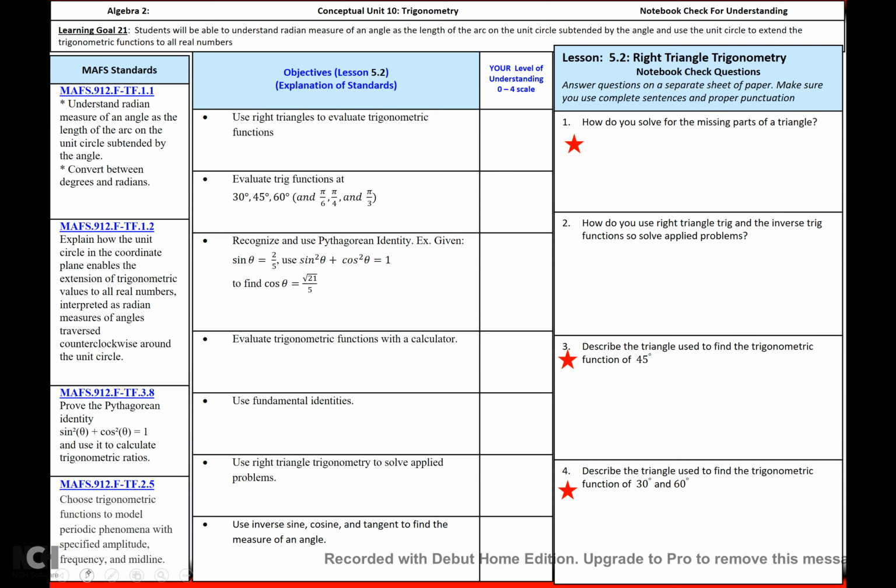Alright, so how do you solve for the missing parts of a triangle? Well, we can use Pythagorean theorem for a missing side. Then we're going to use SOHCAHTOA to find the missing pieces.